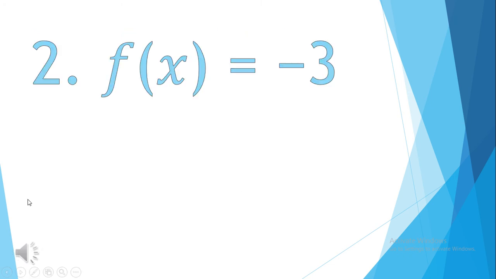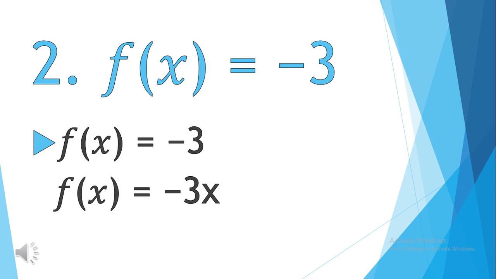2. f of x is equal to negative 3. Since negative 3 is a constant, all we need to do is to add x, and our final answer is negative 3x plus c.